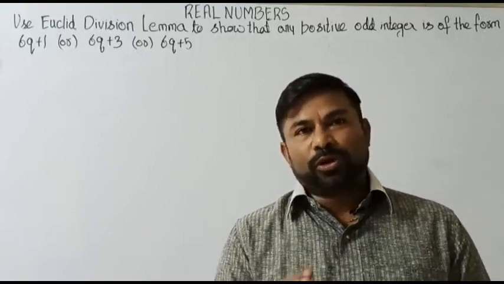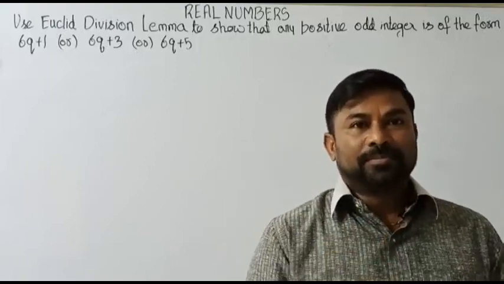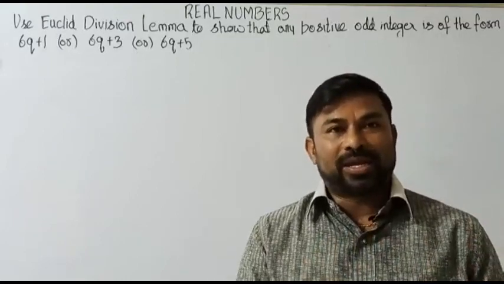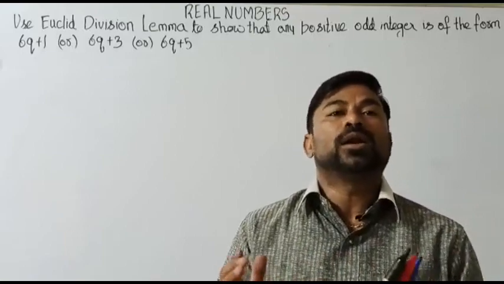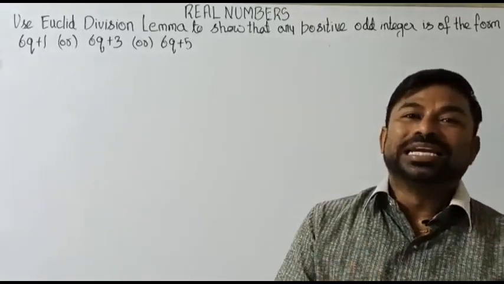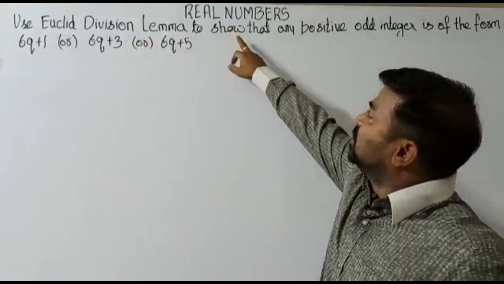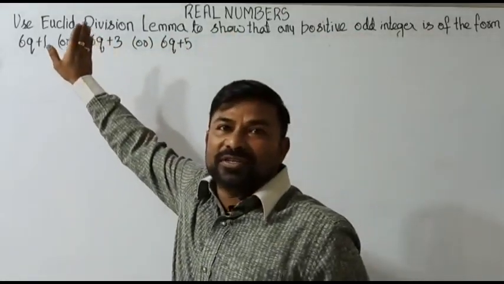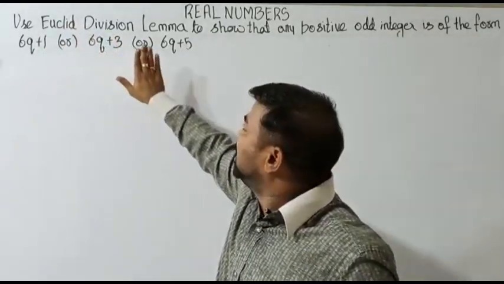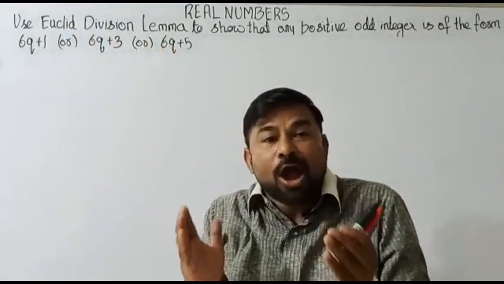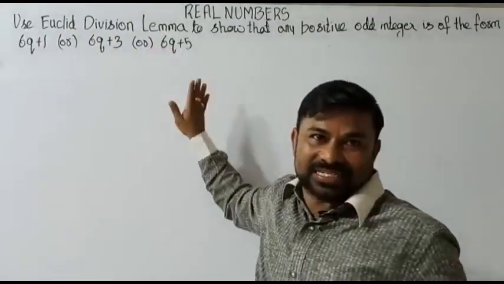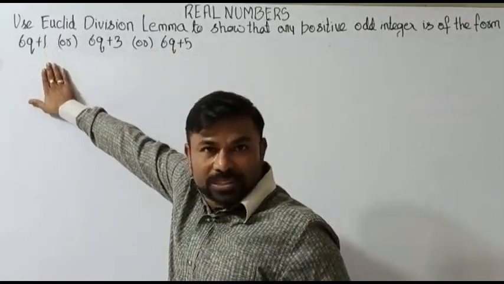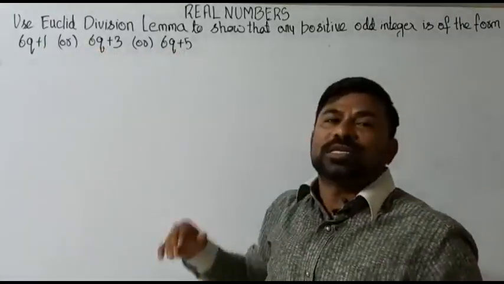In this video, I'm going to explain a sum from real numbers. How does an odd number look like by using Euclid division lemma? Use Euclid division lemma to show that any positive odd number is in the form of 6q plus 1, 6q plus 3, 6q plus 5. Can an odd number look like this? This is what the question is. Can any odd number look like 6q plus 1, 6q plus 3, 6q plus 5?